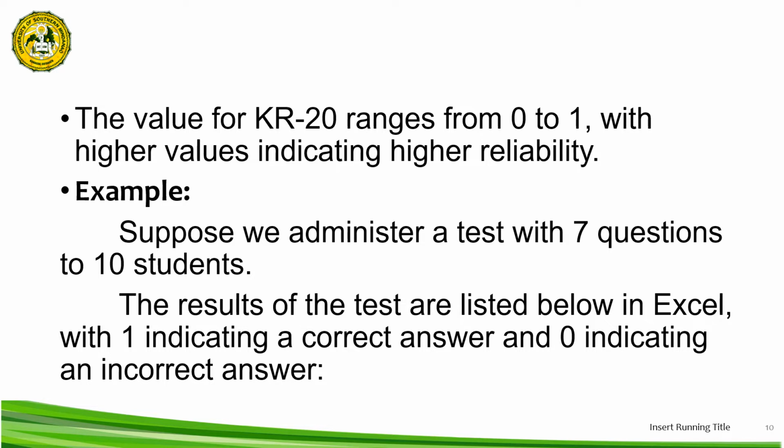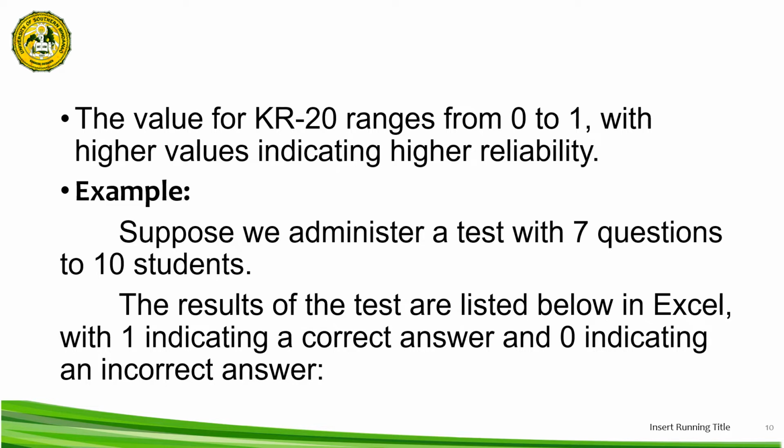So for example, suppose we administer a test with 7 questions to 10 students. The results of the test are listed below in Excel with 1 indicating a correct answer and 0 indicating an incorrect answer. As this can quickly get unwieldy for tests with a large number of items, it's usually calculated with some type of software like Excel. So since this value is extremely low, this indicates that the test has low reliability.